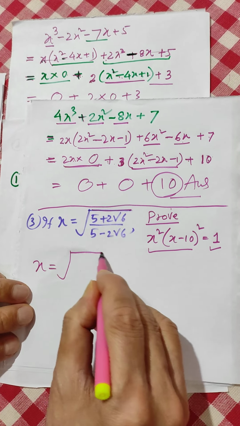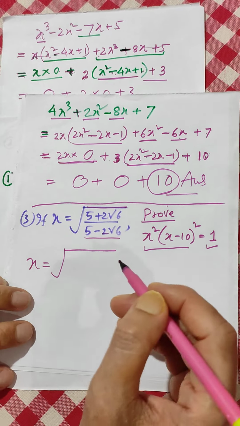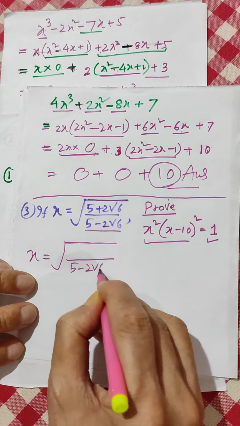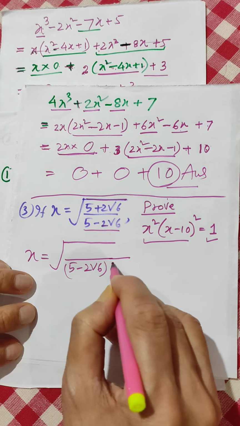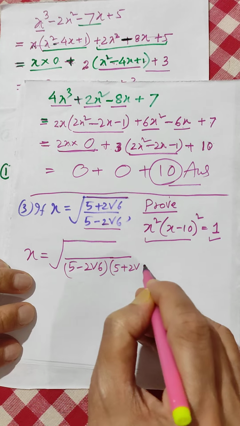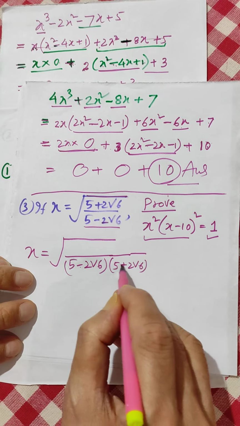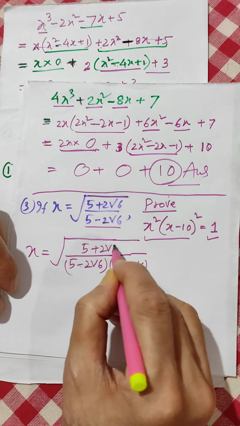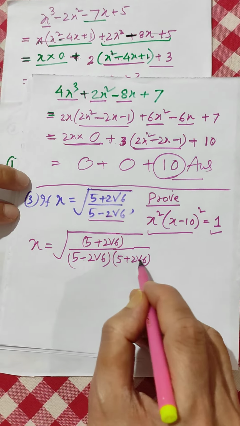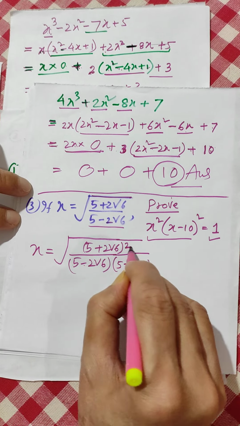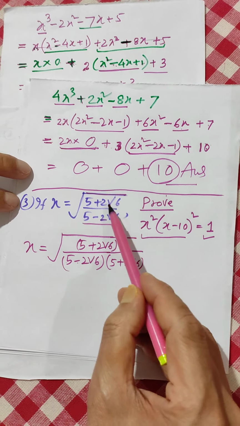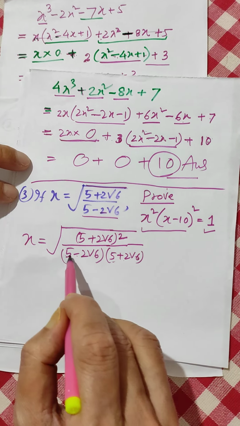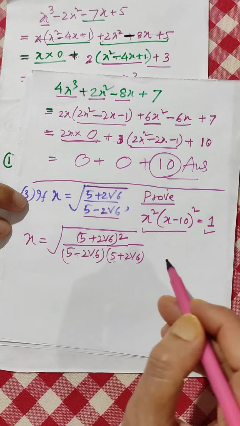Okay. Now this is irrational. Therefore we must rationalize it. So how will you rationalize it? This is 5 minus 2 root 6, so you have to multiply by 5 plus 2 root 6, isn't it? So a minus b, a plus b. So numerator is 5 plus 2 root 6, now multiply by 5 plus 2 root 6. So it will become 5 plus 2 root 6 whole square. So we are multiplying numerator and denominator by 5 plus 2 root 6, so that we can use the formula a minus b into a plus b. That is how you have to rationalize.